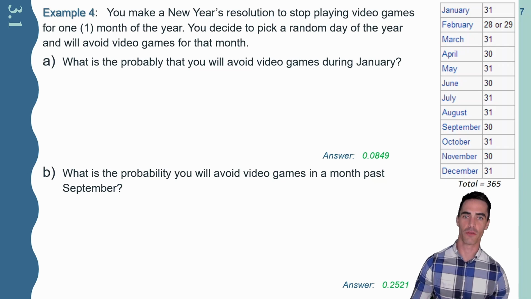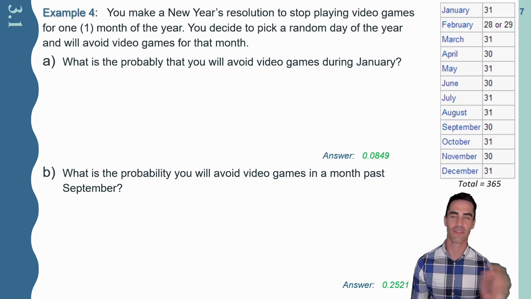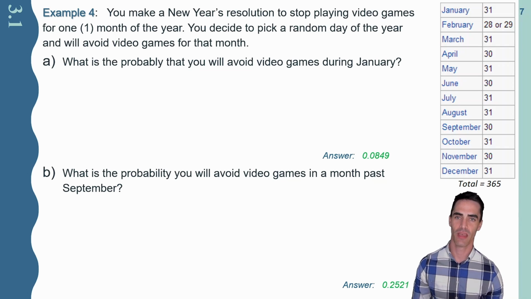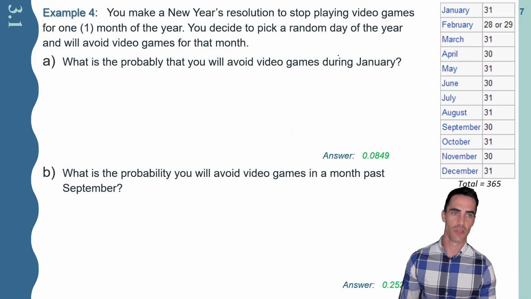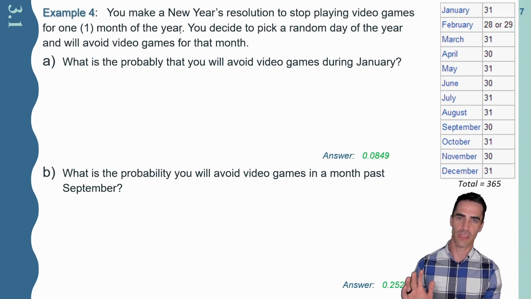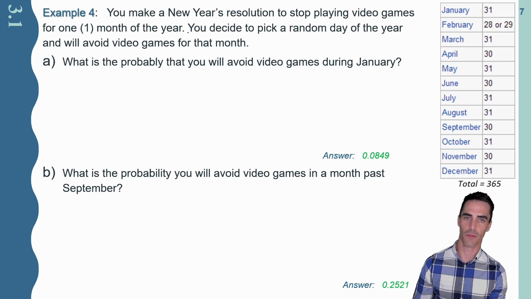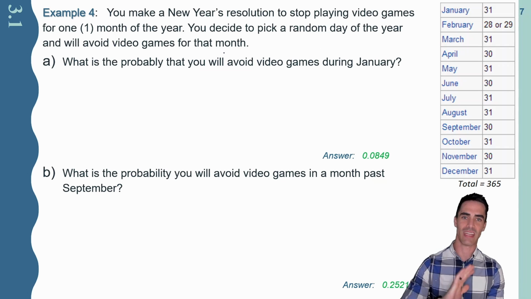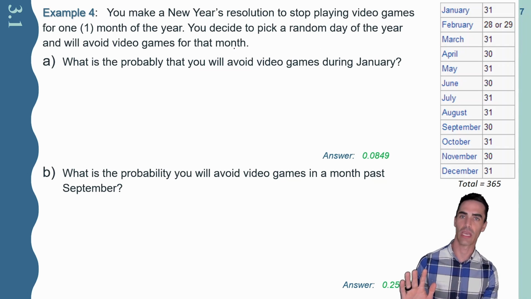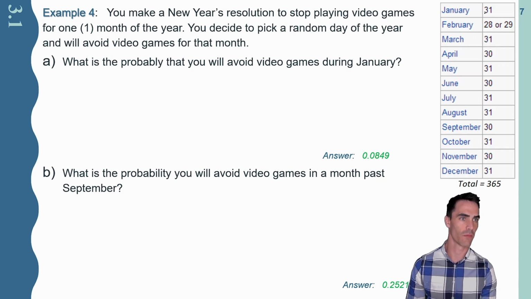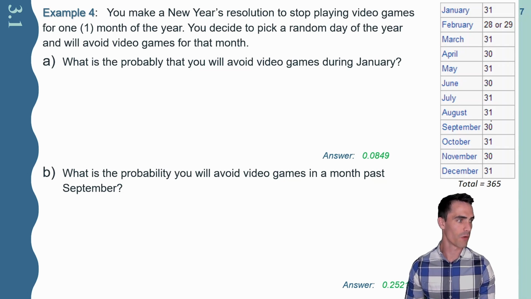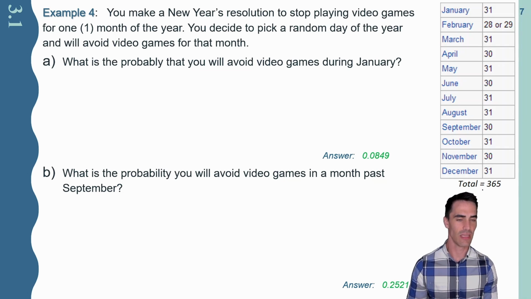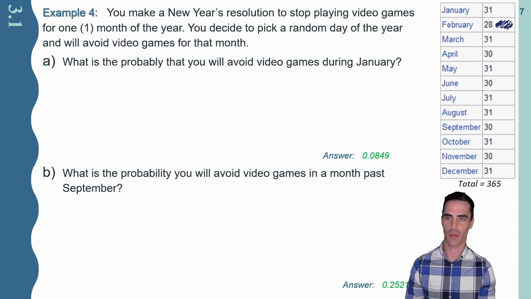Here's another example using, again, just fundamental rules of probability, everything being equally likely. Let's say you make a New Year's resolution to stop playing video games for 1 month of the year. We're high stakes over here. You decide to pick a random day of the year and will avoid video games for that entire month. Okay, we're playing roulette over here. I have a calendar for our reference of all the days in each month. And we're not going to do leap year, so let's do 28 in February.